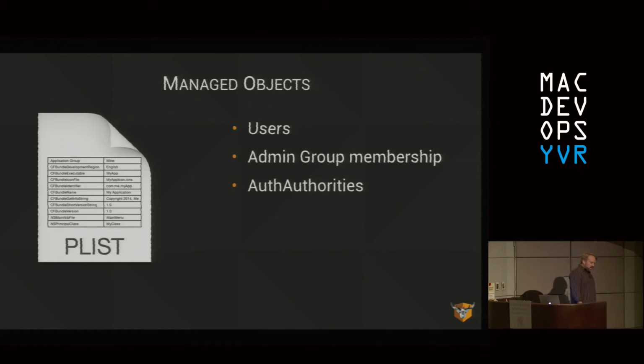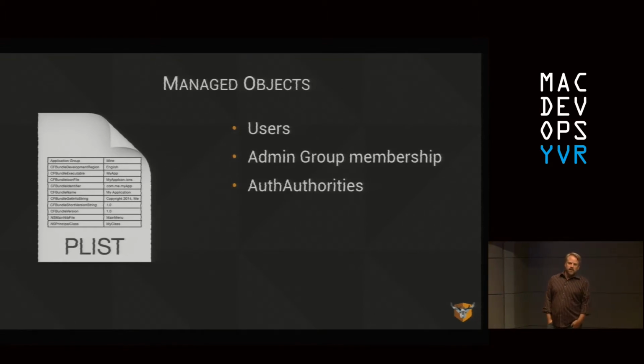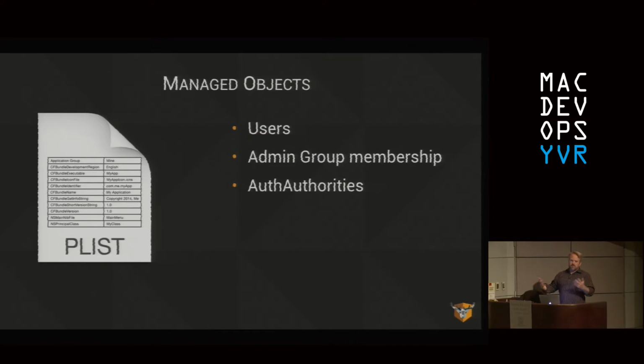With NoMAD Helper, you can now manage 3 different types of objects. You can manage users, you can manage admin group membership, although you could do this for other groups, we just haven't gotten around to that yet. And then authentication authorities. And authentication authorities is where this really got pretty cool as we were messing around with some stuff. So this means that you can scope any one of these 3 objects to an arbitrary number of machines or not. And by removing these objects from MDM and from the scoping of a machine, NoMAD Helper will then remove that user, password, whatever else from the local machine when you remove the object.